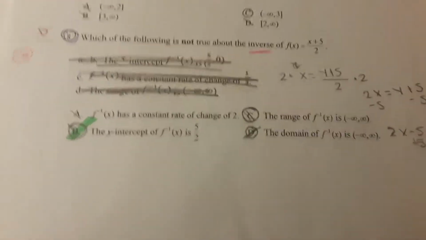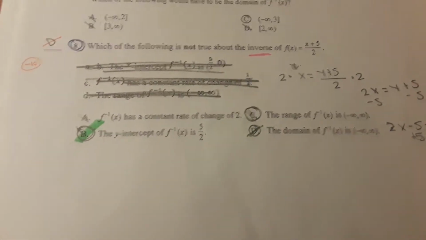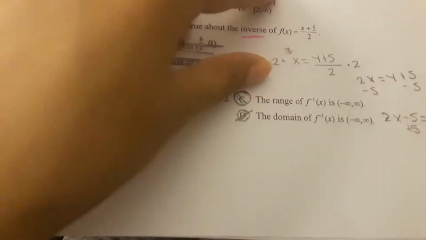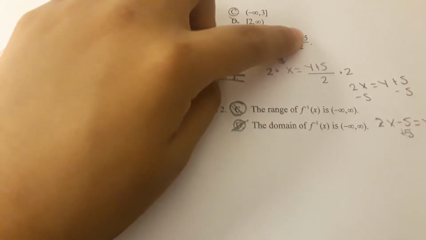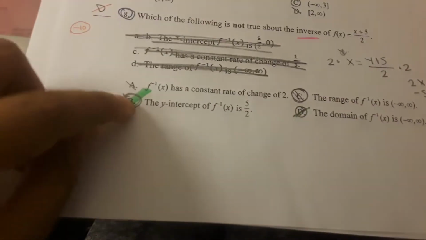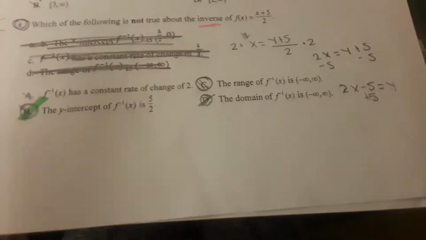The other problem I got wrong was number 8, which is: which of the following is not true about the inverse of f of x equals x plus 5. So this is kind of a format of y equals mx plus b. Your b is your y-intercept. The answer is B, and the reason why is because your y-intercept is 5/2. And I chose D because I in a way just guessed.